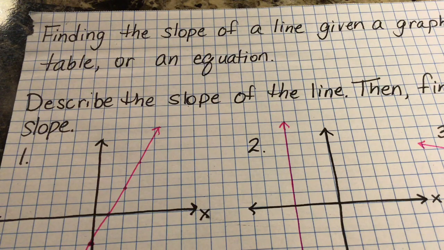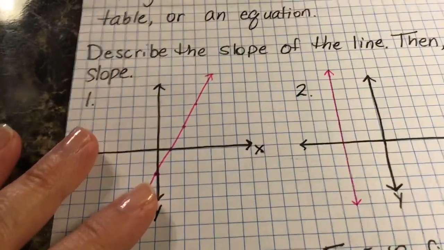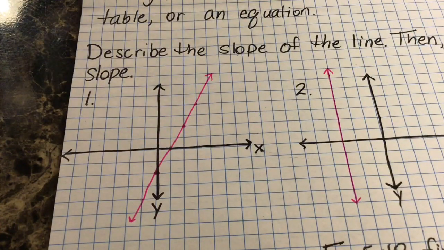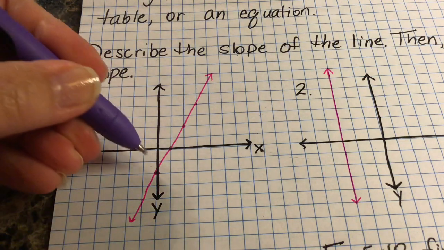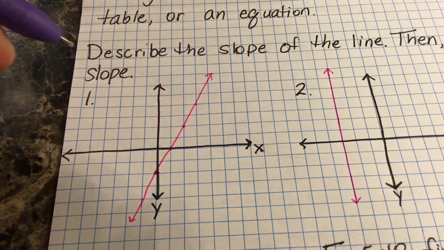Today I want to do a video about finding the slope of a line given a graph, a table, or an equation. Our first examples here are graphs. I have 3 examples like that, and we're going to find the slope of each line that's graphed. I graphed these lines, so you're going to notice little dots. See here where I put those dots and I tried to draw a straight line.